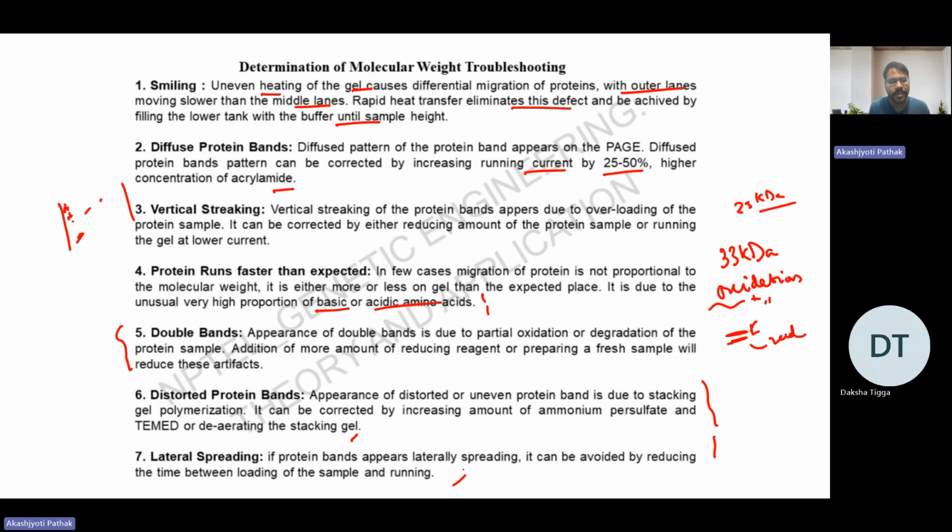Okay, lateral spreading, why does this happen? It can be avoided by reducing the time. What sometimes happens is that we load the sample and then we do not run the gel right away. We run it after say 15 or 20 minutes, because we go and do some other work. In that case, your protein will get diffused, and as a result you will get a lateral band rather than a crisp band. Your band will start diffusing and spreading to the nearby wells.